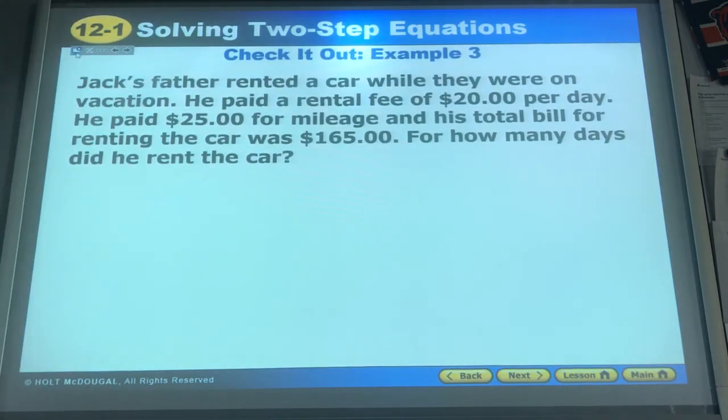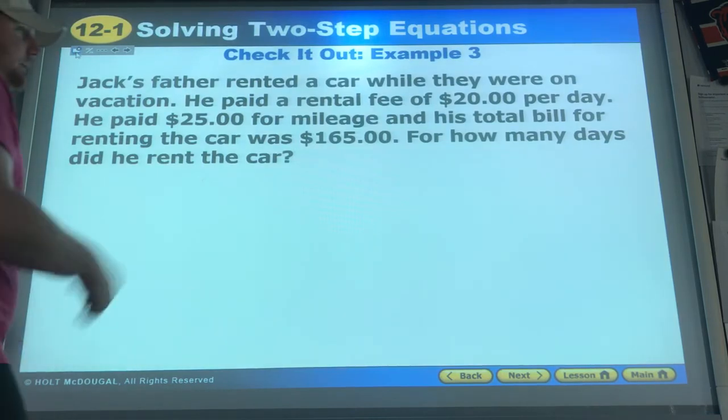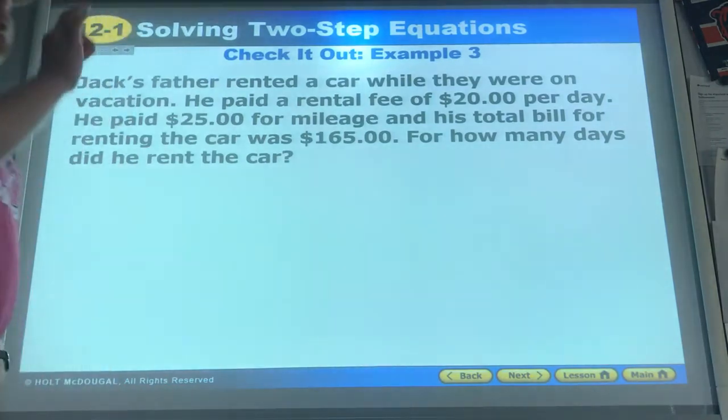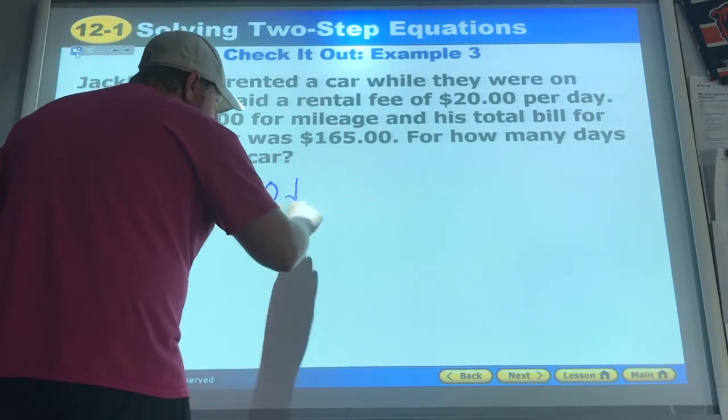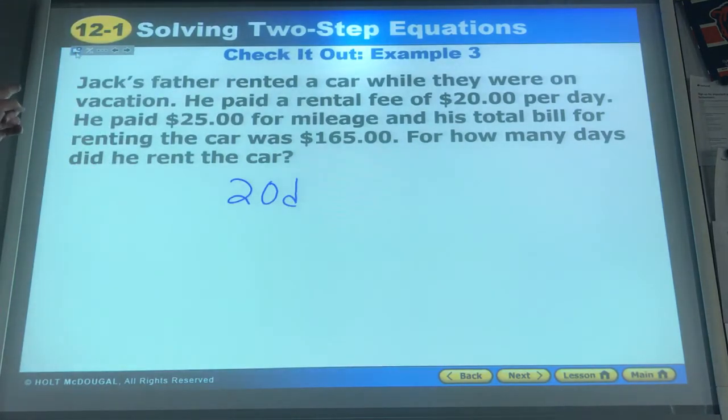All right, Jack's father rented a car. They were on vacation. He paid a $20 rental fee per day. Ooh, that's the per day. So I know I'm going to take $20 times the number of days, okay? He paid $25 for the mileage, and his total bill for renting the car was $165.